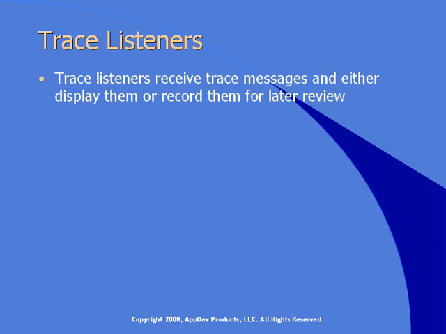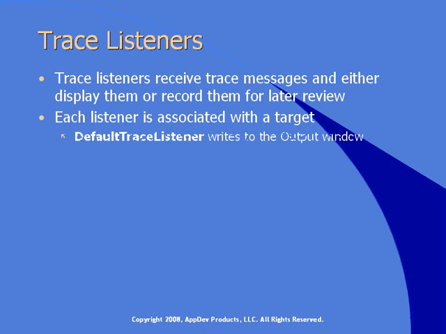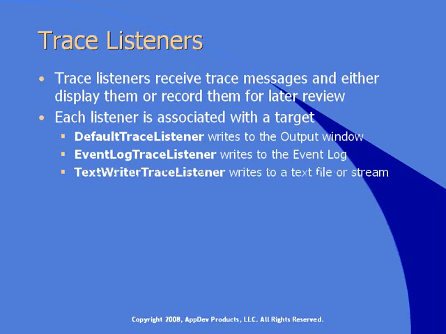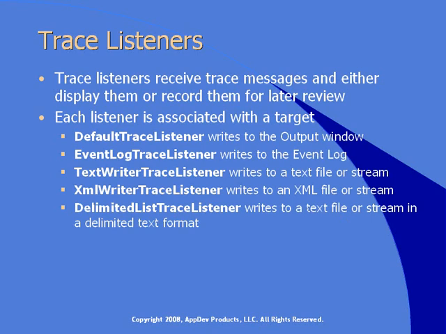The trace listener is what actually receives the messages and either displays them in the output window or records them for posterity. So the trace source passes the message to the trace listener, and it's the trace listener's job to actually record it. And for every target you want to write to, you'll have a listener. The default trace listener writes to the output window. You can use the event log trace listener if you want to write to the event log. You can write to text files with the text writer trace listener. You can write to XML files with the XML writer trace listener. You can write to a text file in delimited format using the delimited list trace listener. And finally, you can write to the console with the console trace listener.